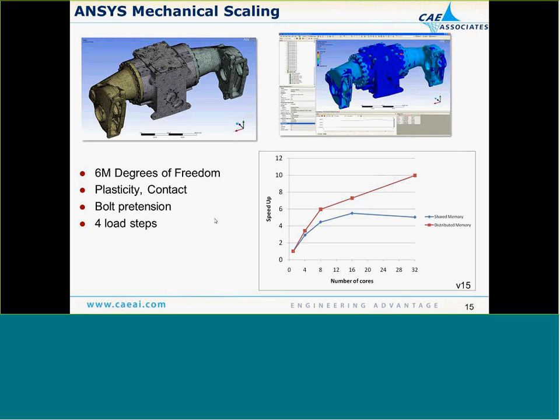So in essence, if we're going to run anything greater than 4 cores, it's probably good practice to start with a distributed memory solver. And even at low cores, you don't really slow down by utilizing the distributed memory solver for most problems.